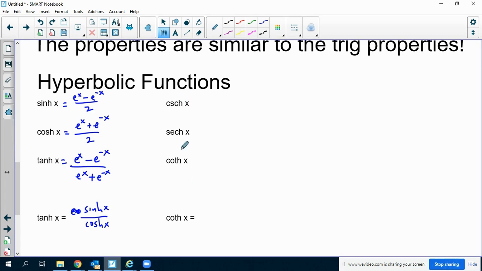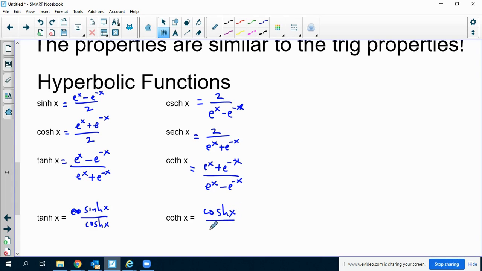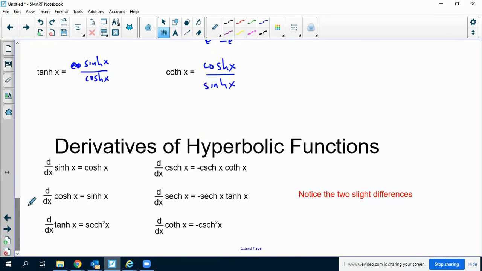And then all of these things are just the reciprocal functions. So I have 2 over e to the x minus e to the negative x for hyperbolic cosecant, 2 over e to the x plus e to the negative x for hyperbolic secant, and I have e to the x plus e to the negative x over e to the x minus e to the negative x for hyperbolic cotangent. So those are kind of interesting things.